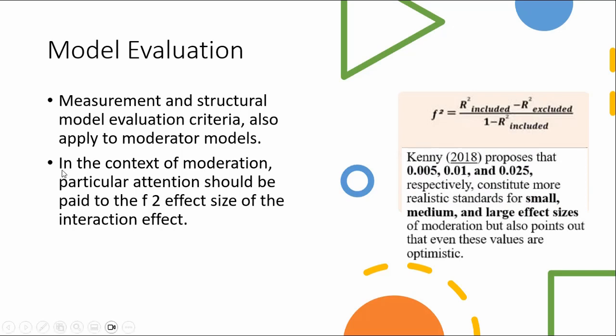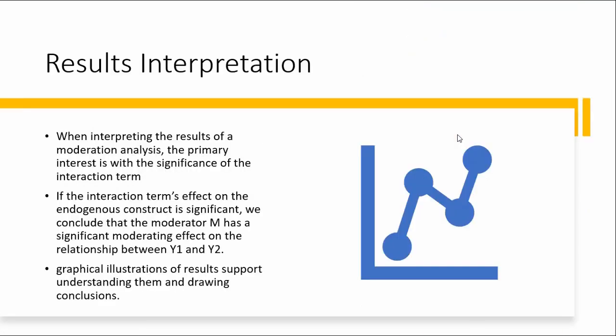But the main concern in the context of moderation is that we should pay more attention to the f-square effect size of the interaction effect. This is our main attention. And how to interpret the result?